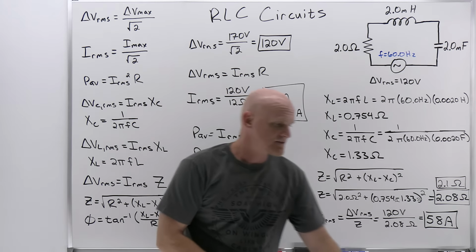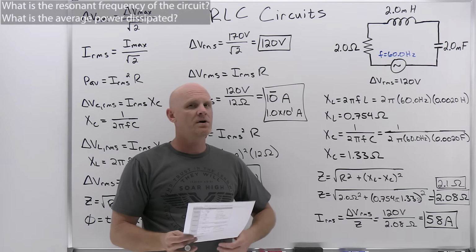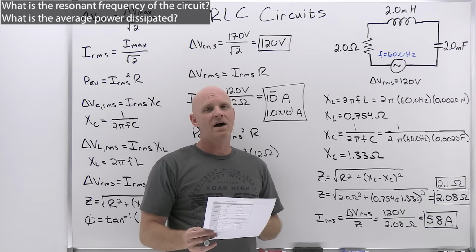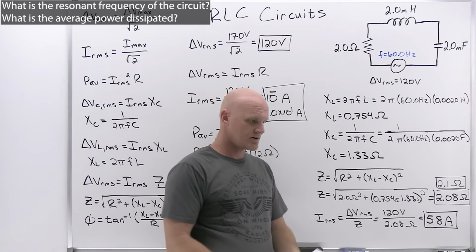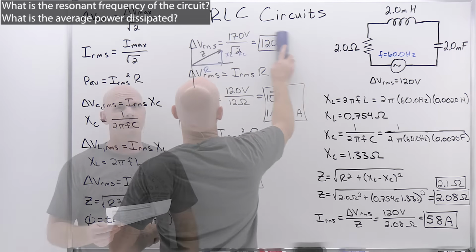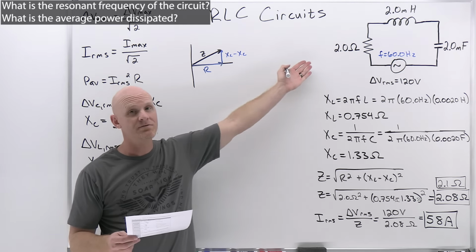Okay, so that is the first 2 parts of this 4-part question. The third part is going to ask us what is the resonant frequency, and the fourth part is what is the average power dissipated, neither of which we have talked about just yet. So we're going to have to get just a little bit more out of this. Let's make some room. The third part of this question was what is the resonant frequency of the circuit?